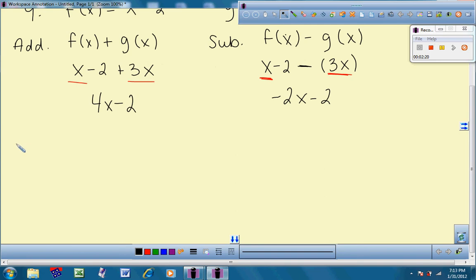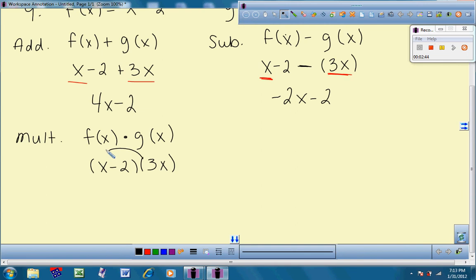Multiplication. f of x times g of x. So we will do x minus 2 times 3x. Go ahead and distribute that 3x to every term. 3x times x is 3x squared. 3x times negative 2 is negative 6x. f of x times g of x is 3x squared minus 6x.